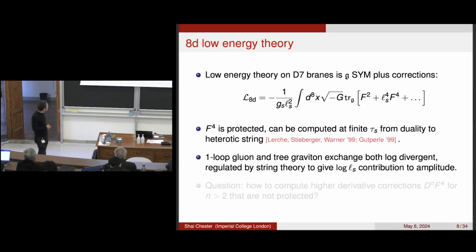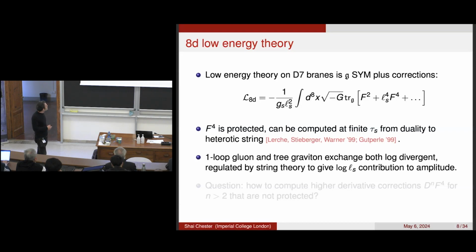Another thing you know how to compute just from the leading low energy term is gluon scattering, because this is a theory of gluons, it's super Yang-Mills. You could compute tree-level gluon scattering, which is finite. You could also compute a one-loop gluon exchange term, and that has a logarithmic divergence in 8 dimensions. That's another diagram you could write down.